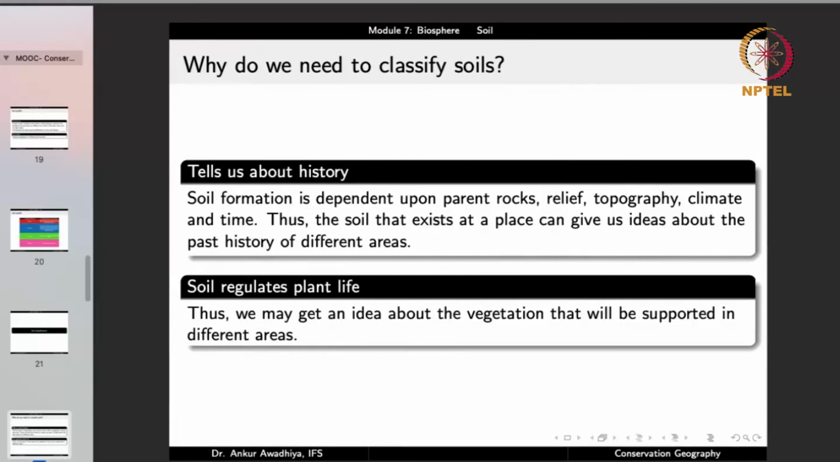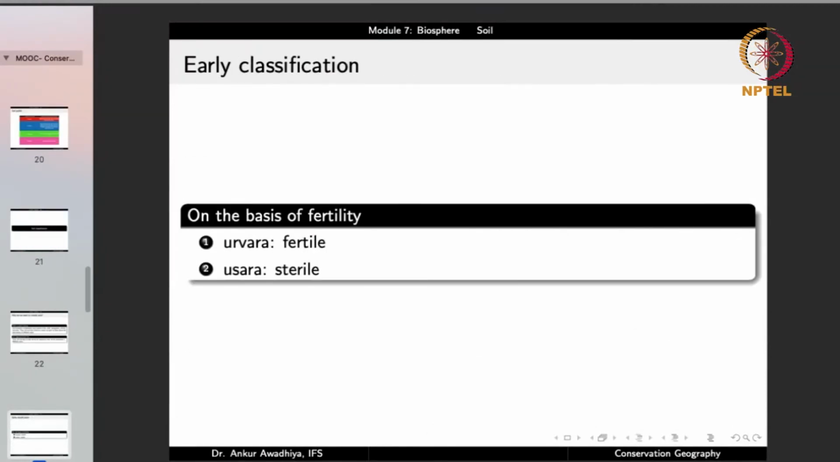Now we can classify soils in various ways. The early classification, especially from the point of view of a farming community, would be to classify soils on the basis of fertility. Is it a fertile soil or is it a sterile soil? Fertile soils in India are known as Urvara soils, and the sterile soils are known as Usar soils.